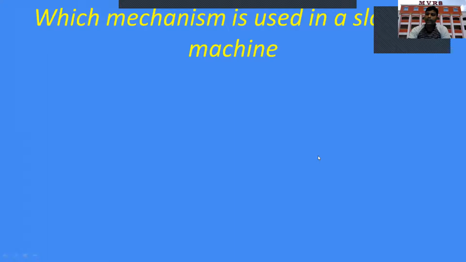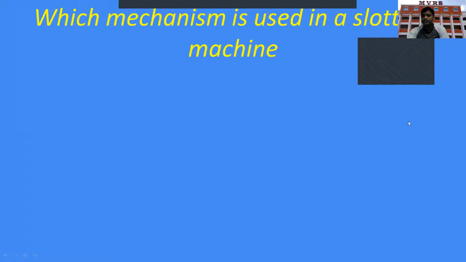So what is the mechanism used in a slotting machine? Before discussing that, we have already discussed the mechanism used in a shaper machine. In case of the shaper machine, the mechanism used is a quick return motion mechanism, like Whitworth quick return motion or the crank and slotted lever mechanism. Then what is the mechanism used in case of a slotting machine? We'll discuss that.